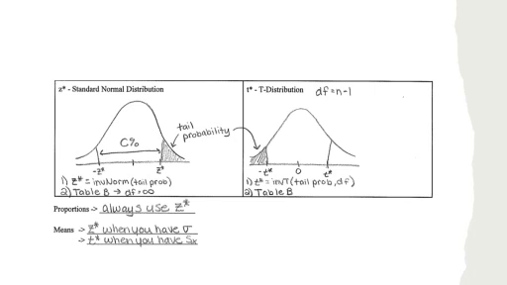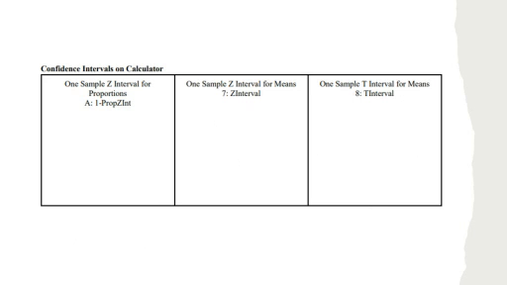Proportions, you always use a Z, and for the means, you use a Z if you have sigma, and you use a T if you have the sample. Okay, so if you have the sample, you use a T, sample deviation. If you have the population deviation, you use the Z. Okay, confidence intervals on a calculator.